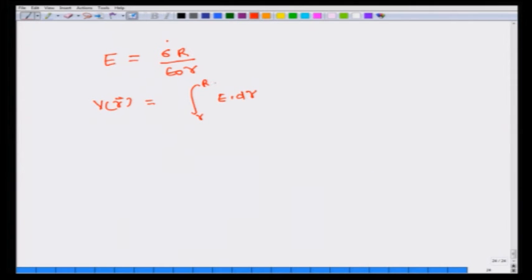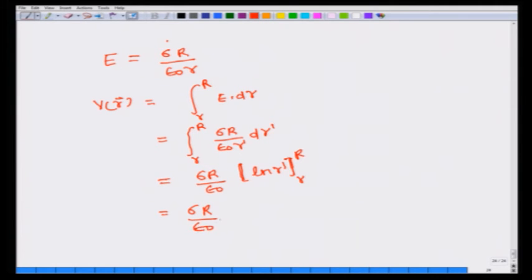So, what I will do, I will take the reference point at the surface of the cylindrical shell. So, this would be equal to the integral of sigma capital R over epsilon naught into r dr, which is equal to sigma R over epsilon naught ln r prime, from r to capital R. So, this is given by sigma capital R over epsilon naught ln capital R over small r. So, this is the potential.